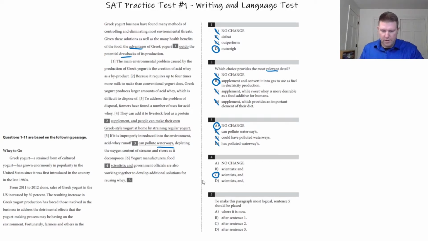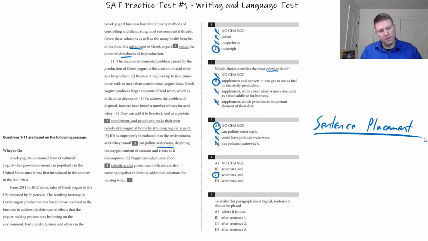Okay. And then looking down at 5. So 5 is what's called a sentence placement question. And there's a really, really important strategy you're going to want to use for these. So I'm just going to write out sentence placement. What you're going to want to do here is look at the sentence that they're proposing to move, right? So sentence 5 should be placed.